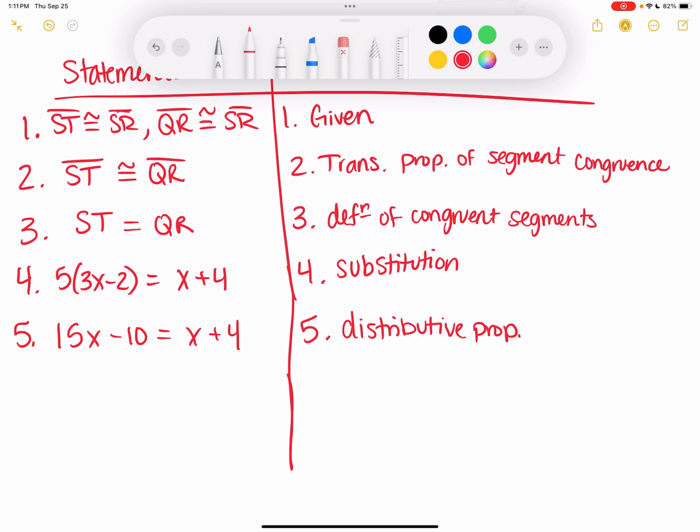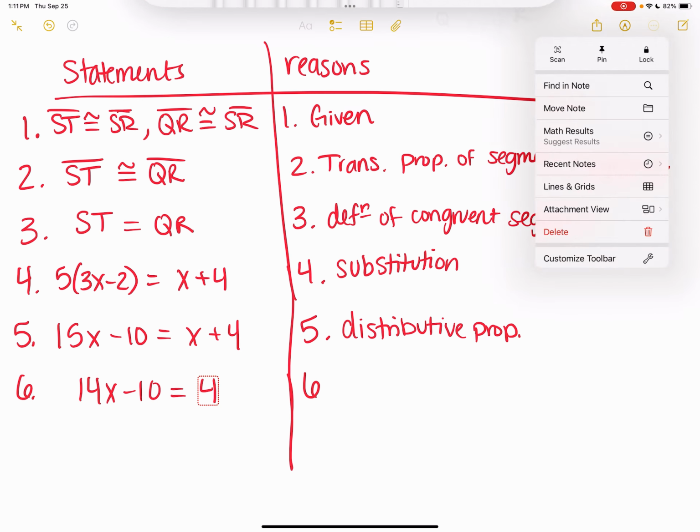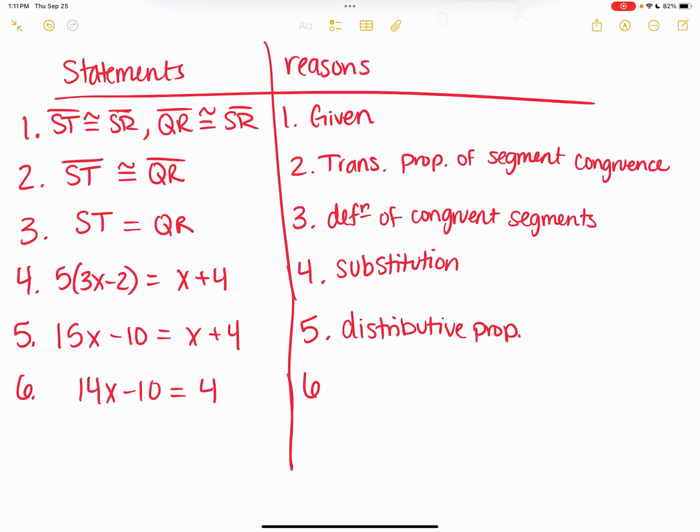All right, what would I do next? Okay, so I could either add the 10 first or I could subtract the x first, but I cannot do them at the same time because they're not the same thing. It doesn't matter which order we do them in, so steps 6 and 7 could be swapped. So I'm going to subtract x first, but it does not matter. Subtracting x, I get 14x minus 10 equals 4. That would be the subtraction property.